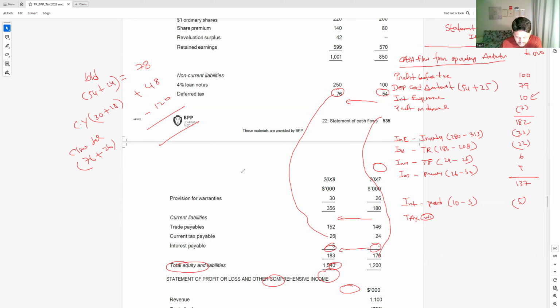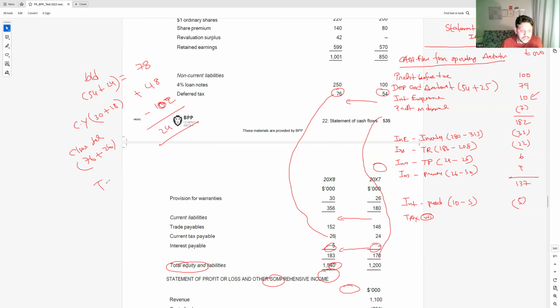And so we have 78 plus 48. It's not 120, it's 102, sorry. 102. Okay. So that will give us 78 plus 48 minus 102, 24.